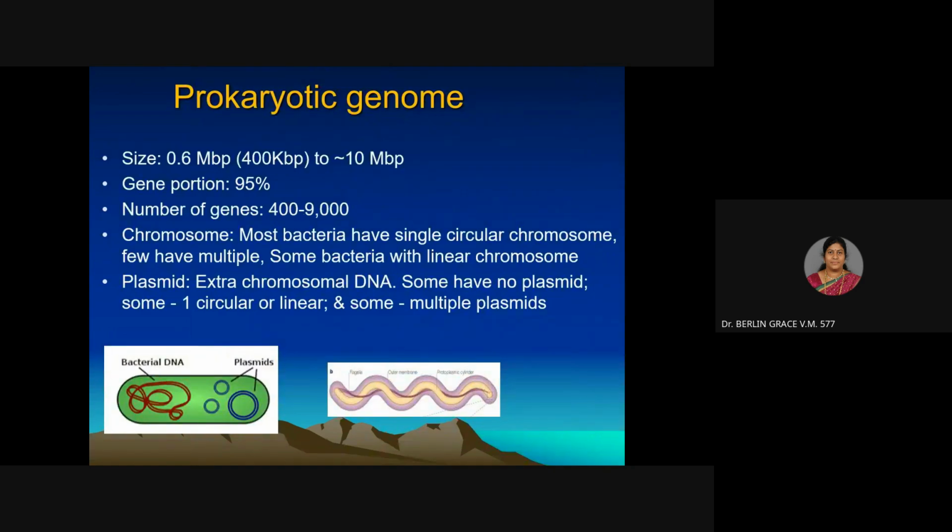Now let us see the size of the prokaryotic genome. The genome size and the organization varies between prokaryotes and eukaryotes. Here the size of prokaryotes starts from 0.6 MB to 10 MB. More gene portion, 95 percentage, and the number of genes varies. Commonly, they have one chromosome, some may have additional, and some may even have linear. Most of the chromosomes will be circular while some are linear. And in addition, they have the plasmid extrachromosomal DNA.